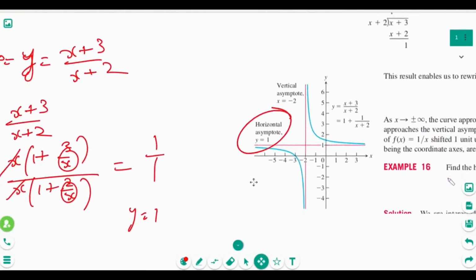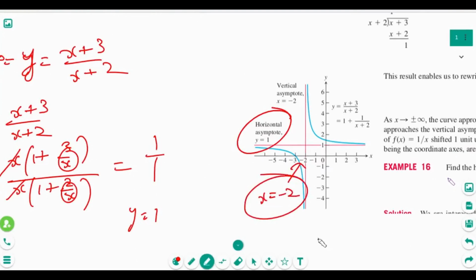That is how you get the vertical asymptote: here we have x is equal to minus 2. For finding the vertical asymptote, put y as 1 by 0. For finding the horizontal asymptote, take the limit x tends to infinity. That's it. You will get the asymptotes.